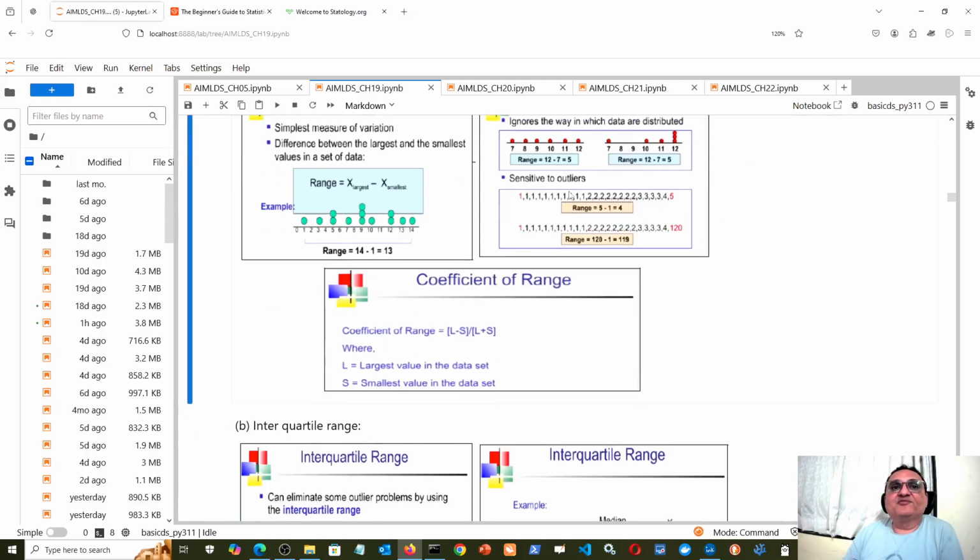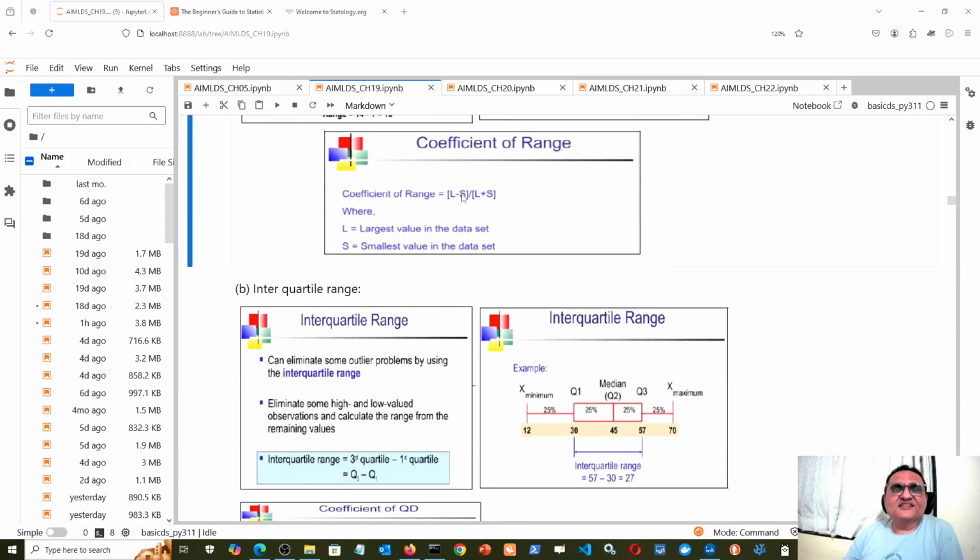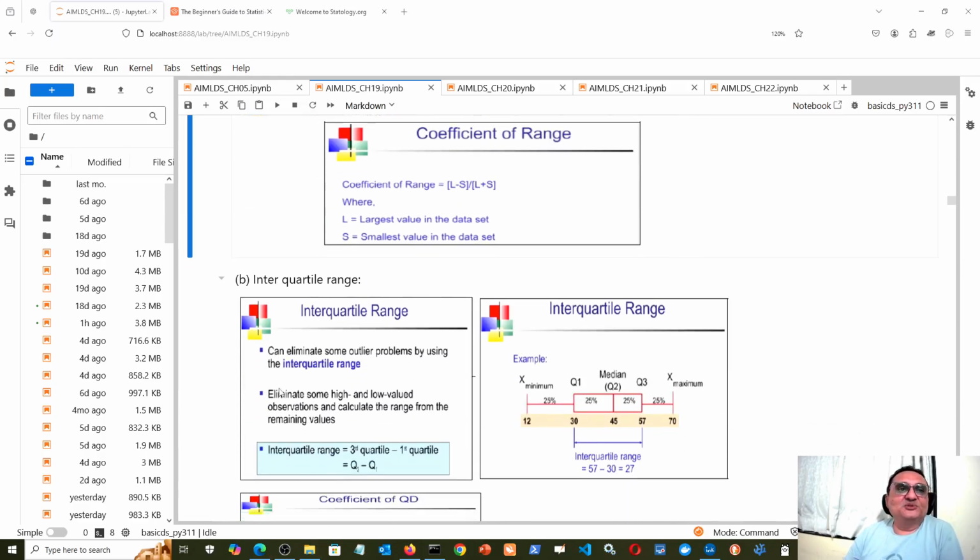For example, here 5 minus 1, 4, divided by 5 plus 1, 6. So 4 by 6, that is 2 by 3, that is 0.6666. And here 120 minus 1, 119, divided by 120 plus 1, so that is 121. So 119 divided by 121 comes out to be around 0.98. So this is 0.66 and this is 0.98. But now at least you can say that this is not 30 times different than this. So range does not give a very clear idea. Coefficient of range, that is range divided by the sum of larger and smaller values, gives a more clear idea.